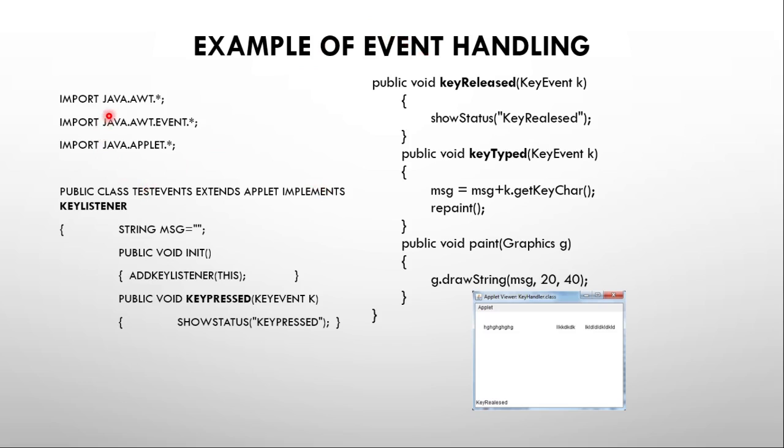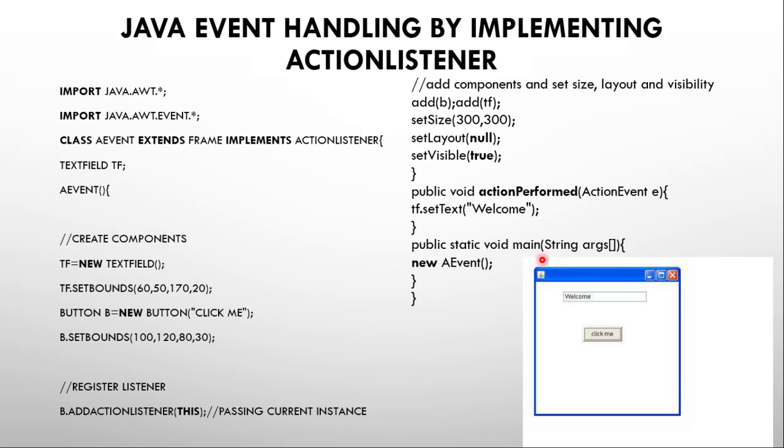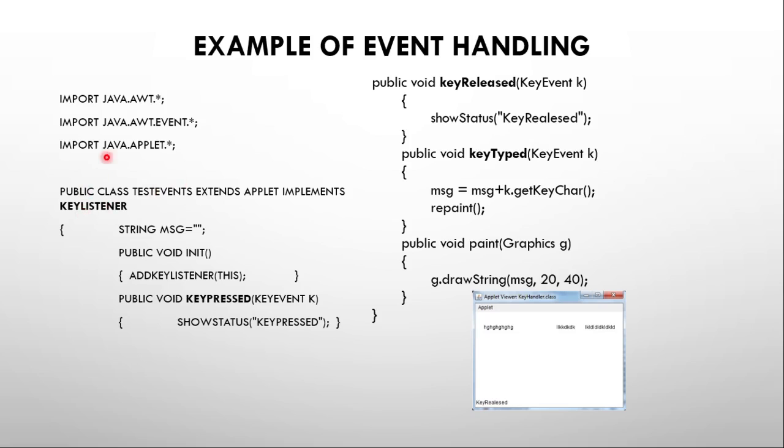So in this example I'm going to use applet. So one concept, right? If we are using applet, then we don't want to use main method. In the previous example we have used main method over here, because it is not an applet, because it is a frame I have used. So over here I have imported three packages. One is awt.event and applet, right? And the class name is test event, extends applet, implements key listener.